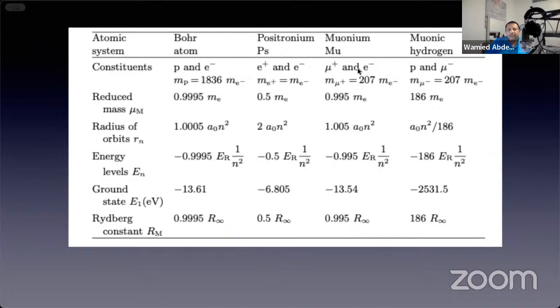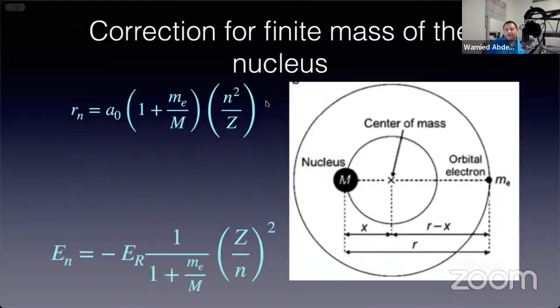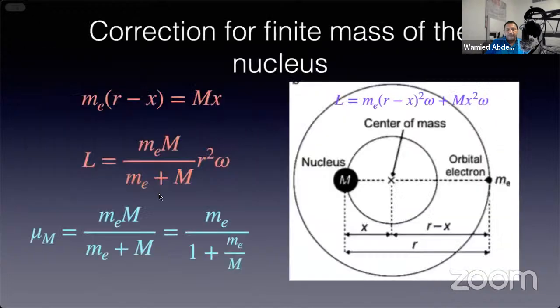Okay, this is now the positronium. So now we have the nucleus. We don't have a proton, we have a positron. And the mass of the electron equals the mass of the positron. And then the reduced mass is just going to be 0.5. So the reduced mass is here.